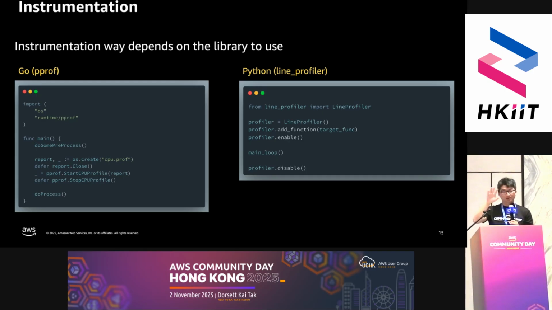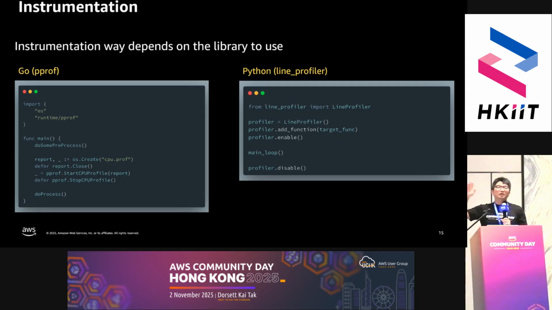So that's the way to do it. And then in the case of Python, the process is almost the same. What you need to do is import the package, in this example the line profiler. So you import the line profiler package and then enable it, then run the specific part of the process, and then disable it. That's it. Like you start the timer and then stop it. The process is the same. But this is the way to instrument the profile library in a batch system.